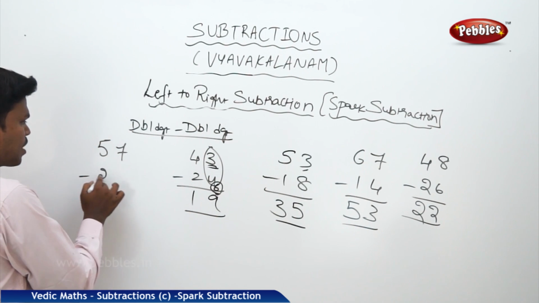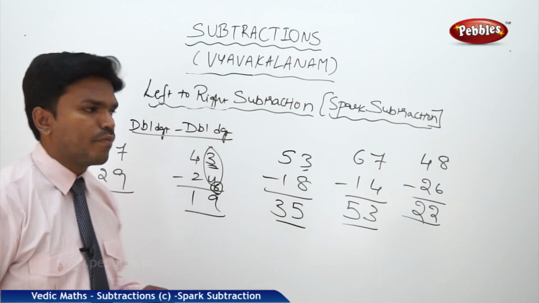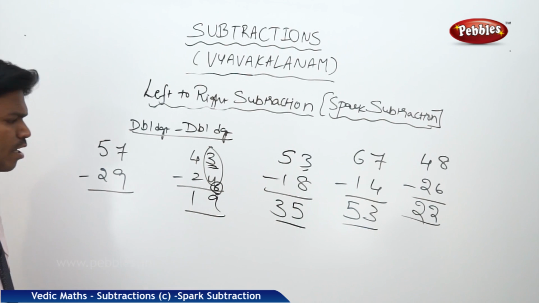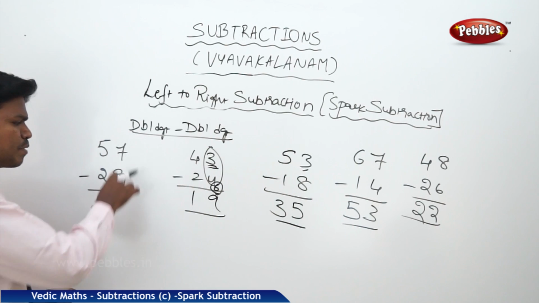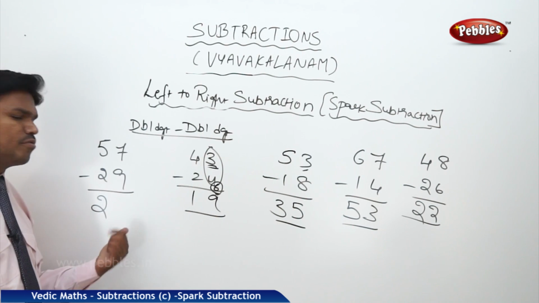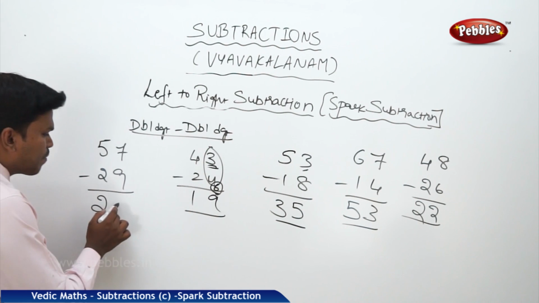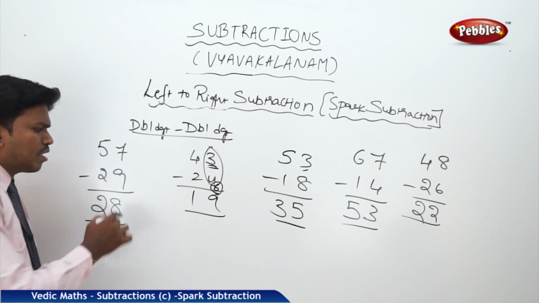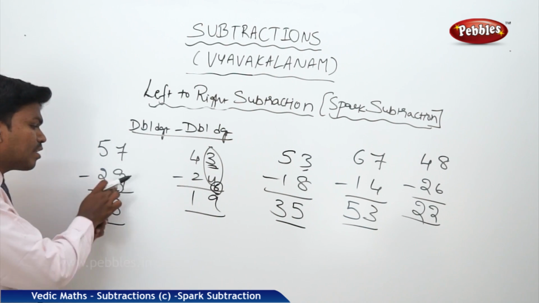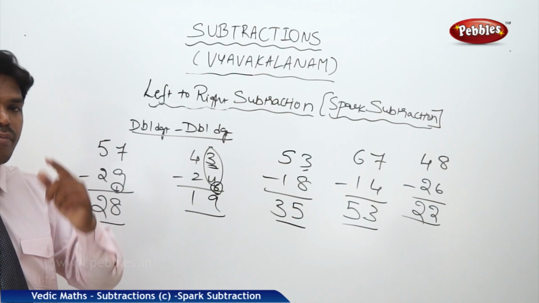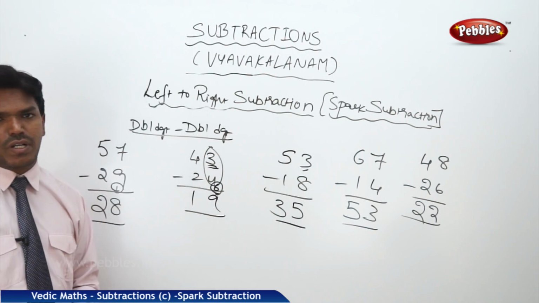57 minus 29. I want to subtract 29 from 57. What is 5 minus 2? 3. But 2. Why? Because mismatch. Now this is mismatch, so 7 minus 9 is not possible. So 7 add to the below number complement, that is 1. So 7 plus 1 is 8. 9's complement is 1 only, right? I am directly adding that 1 without writing the complement. I am just keeping the complement in my mind and adding to the above number, so that I get the answer as 28.